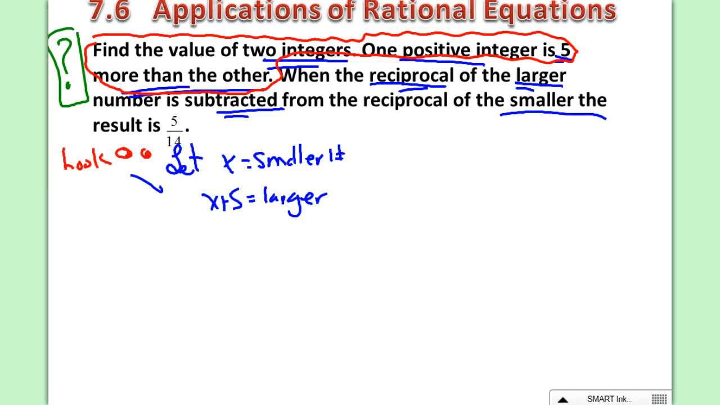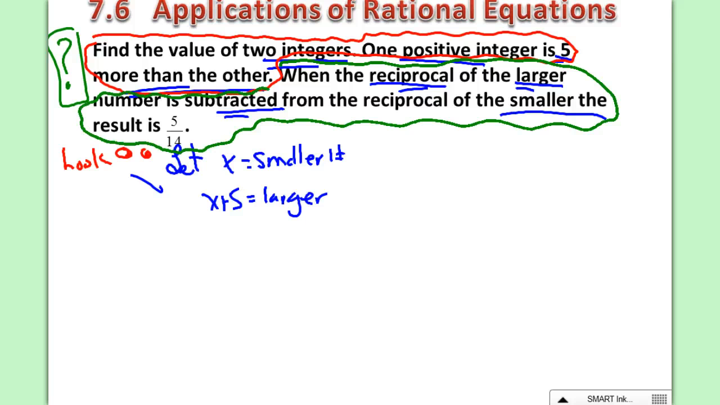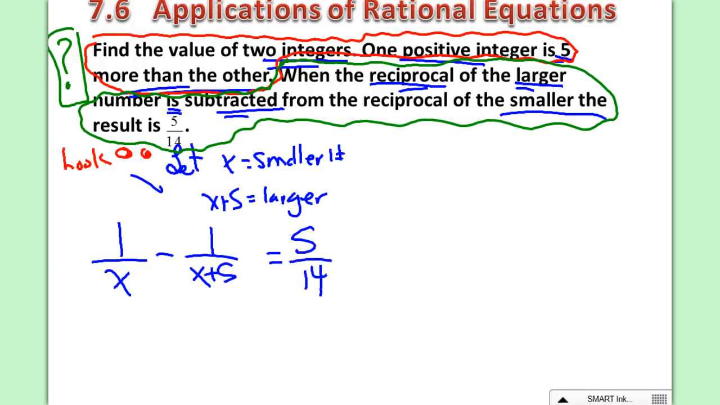Now, the second part comes in reading this sentence and saying, can I make an equation out of what it's saying here? I think I can. It's saying when the reciprocal of the larger, okay, well, what is that? I already said in my let statement the larger was x plus 5. When the reciprocal of the larger, 1 over x plus 5, is subtracted from the reciprocal of the smaller. So the smaller one is 1 over x. 1 over x minus 1 over x plus 5 is equal to 5 over 14. Check. I've got an equation.